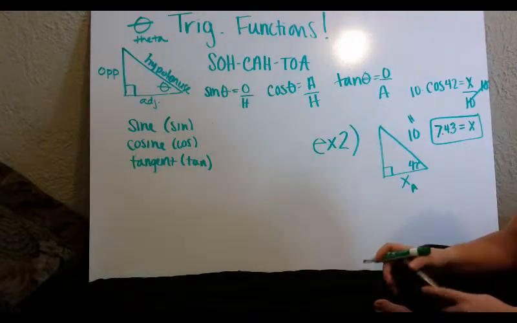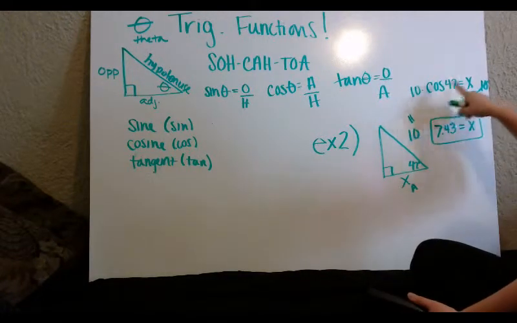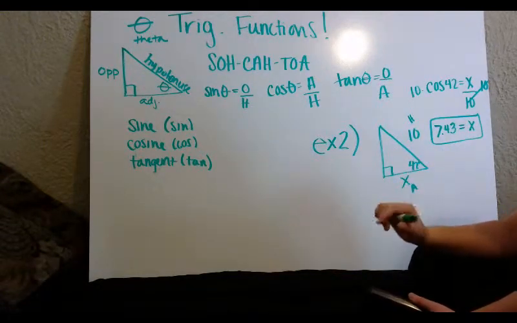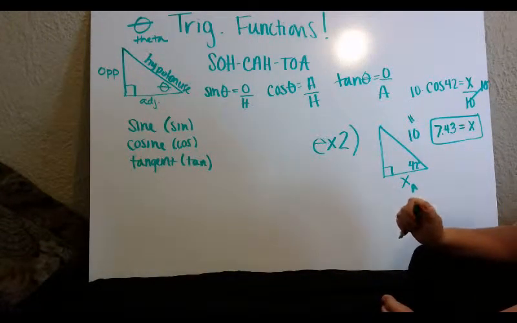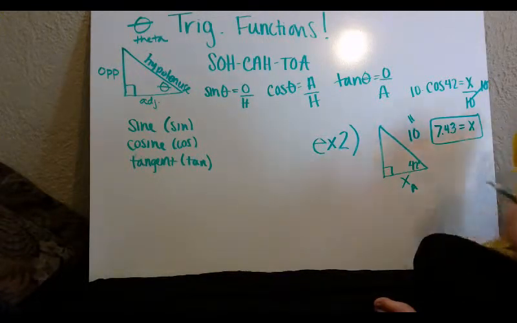Now, if you're using a calculator like the ones we use in class, you would have to put 10 times 42 cosine equals. You have to push the angle in before you push in cosine. Same thing if you're using an iPhone. All right, let's try one more example.